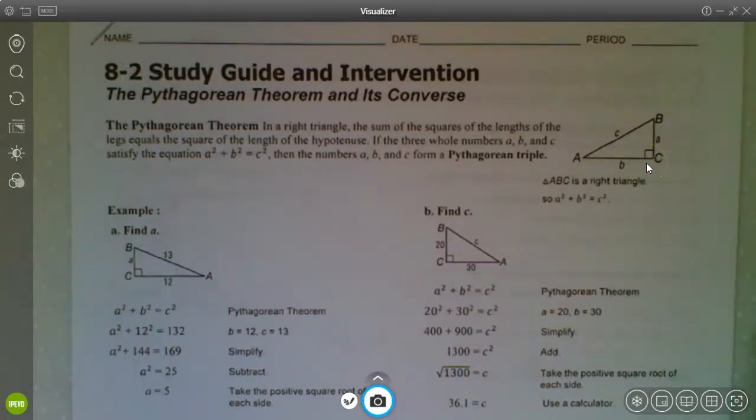So, for example, let's just say this one was 40. What would that make angle B? He would have to be 50, right? Because these guys will always add to 90 degrees when you have a right triangle.